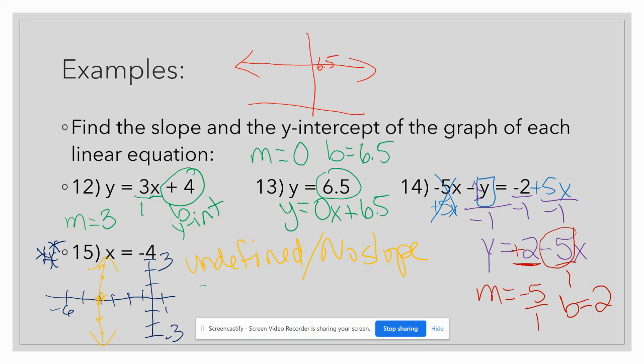Does this line look like it's ever going to cross, if I drew it exactly straight, is that ever going to cross the y-axis? Is it ever going to go over there? And the answer to that is no. So there is no y-intercept either. So because 15 is a vertical line, it is undefined or no slope, and has no y-intercept, it will never, ever, ever curve and cross over that y-axis.